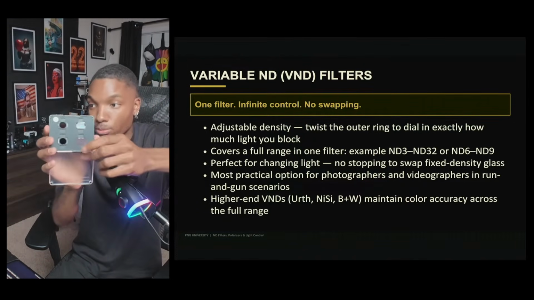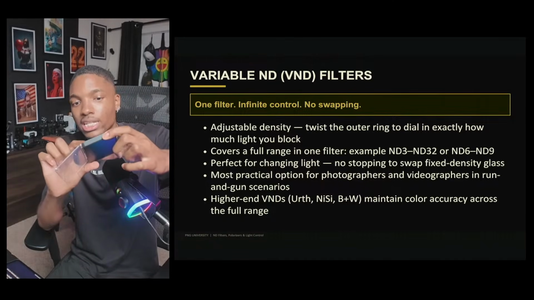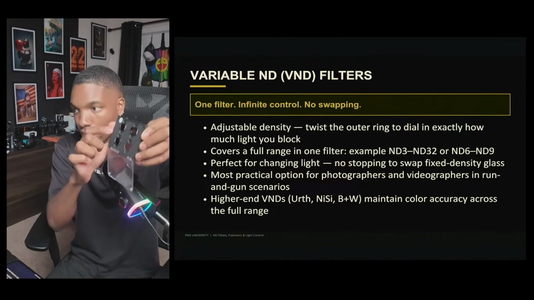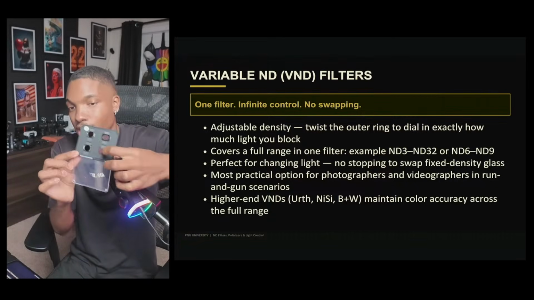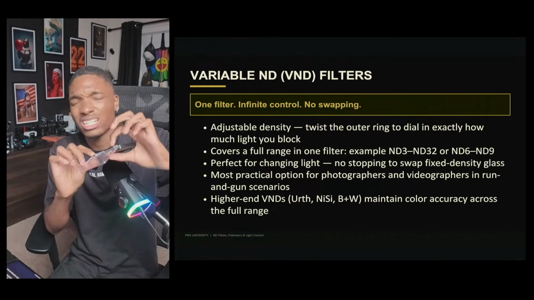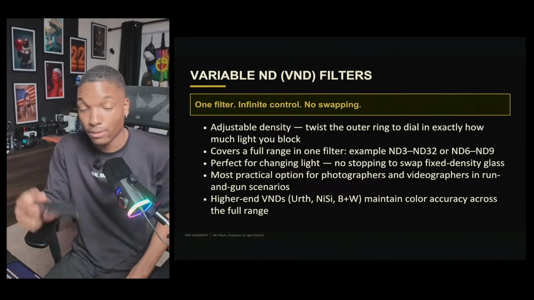Then you have the variable. I even have a variable for the DJIs right here, and this is a 6 to 9. I meant 6 to 9, so it goes from 6 all the way to 9 stops. Then I have one right here, which I'm using, that's my 2 to 5, I think. These are just the different versions you can get for multiple different cameras.